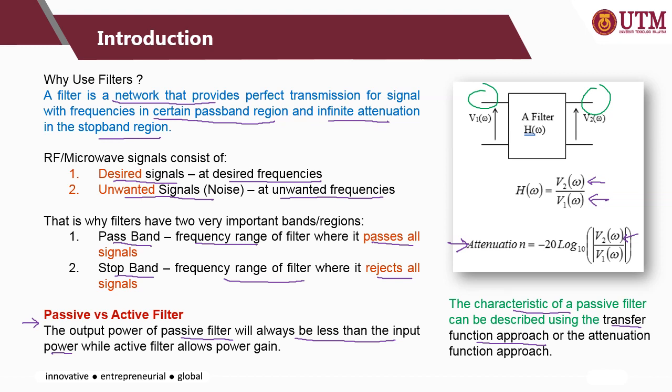Okay, while in an active filter, the output could be higher or at least more or less equal to the input power, because the active filter allows power gain, in which an amplifier may be added into the system so that the power may be enhanced at the output point to ensure that the signal at the output point can be recovered.